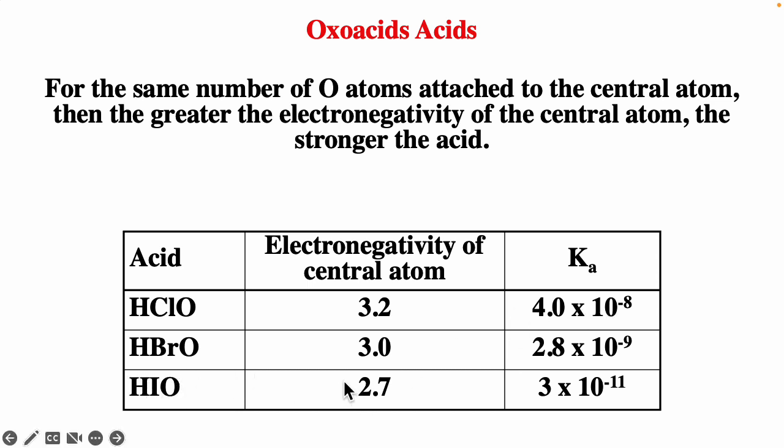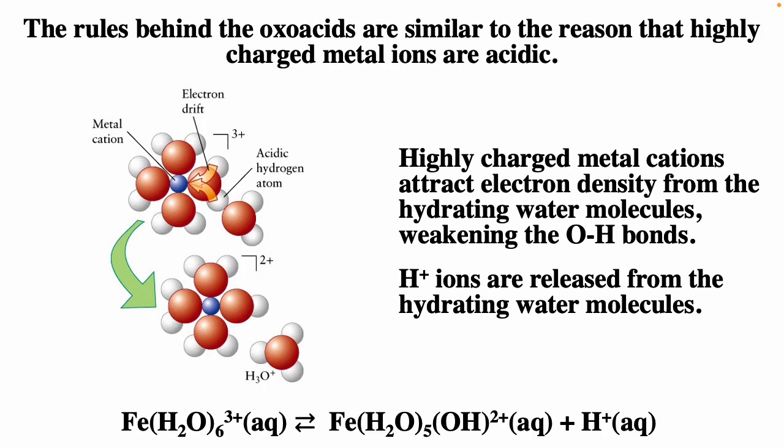Hydroiodic acid: the electronegativity of iodine is 2.7, and so that makes it a weaker acid. Now we can actually think about this the same way we think about small highly charged metal ions forming an acid. A small highly charged metal ion is going to be surrounded by the oxygen part of the water molecule. And then again, the more highly charged that ion is, the more it's going to weaken that OH bond.